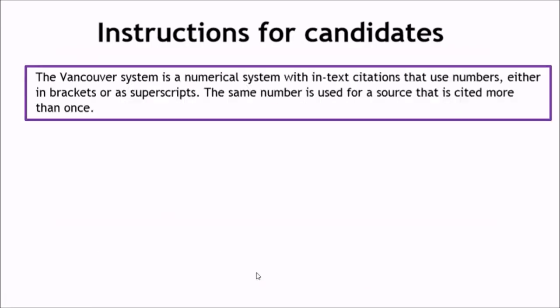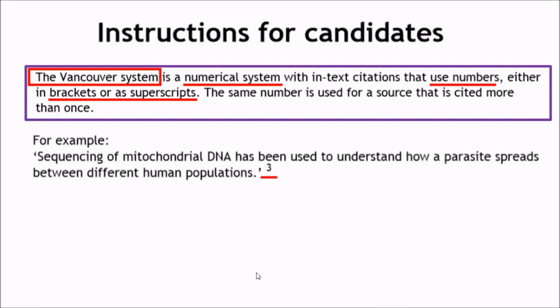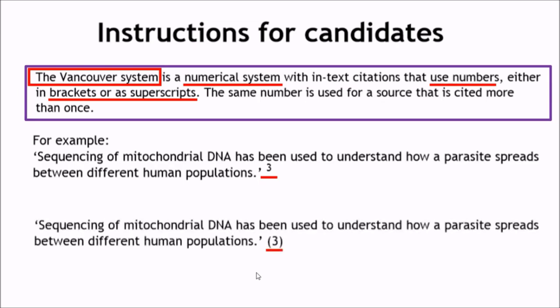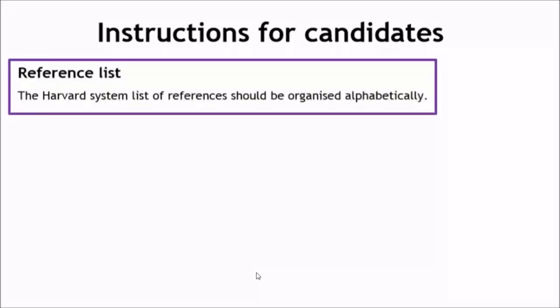The other alternative you have is to move to the Vancouver system. That is a numerical system where within your body of text, you're going to use numbers, and you either put that number in a bracket or as a superscript. So for example, you've written this bit about mitochondrial DNA and you've got that information from source 3. You can either write it as a superscript or put it in brackets. Those are your two main options. You decide which one you prefer, and you'll form your whole document around that in terms of referencing.